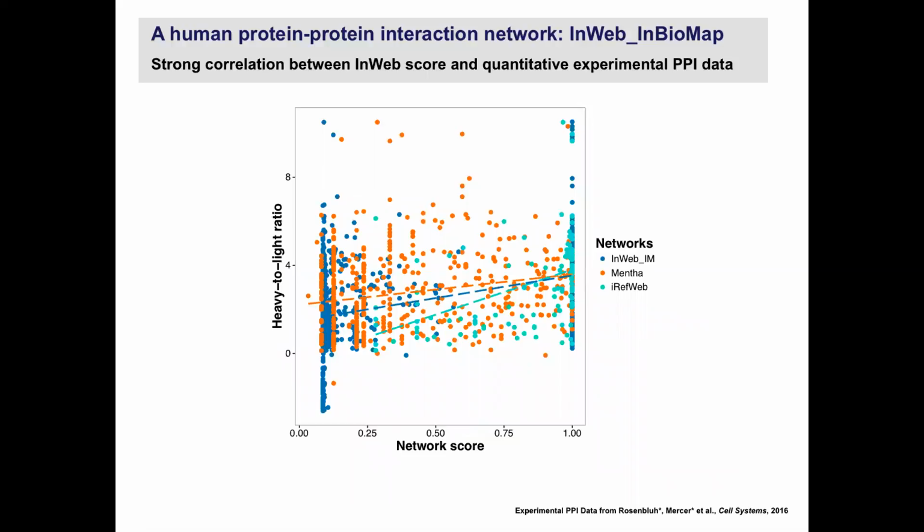So we have seen that InWeb is a very comprehensive resource, and how do we know it has high quality interactions? Well, first we obtained data from an independent proteomics SILAC experiment from 58 human immunoprecipitations, which is not included in any of the 6 networks that we looked at. And we chose the 3 networks, InWeb, Menta, and IREF, which have scores, and correlated the heavy to light isotope ratio from the experiment to the confidence scores of the interactions in each of the 3 networks. Here the heavy to light isotope ratio is a rough measure of the confidence of interactions between the proteins. And here we can find that InWeb and IREF actually have a very high correlation between their confidence scores and the experiment independent data set.